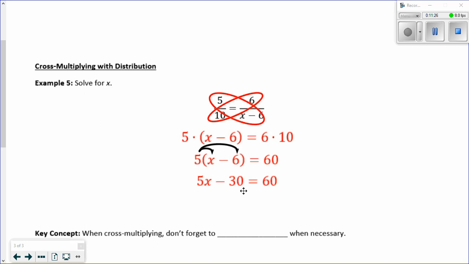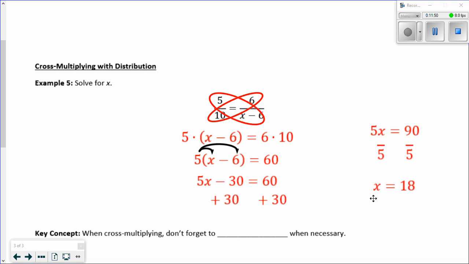Now I can use SADMAG. So first I'm going to add 30 to both sides. I get 5x equals 90. Now I'm going to go ahead and divide by 5. The 5's will cancel out on the side with the x, and then just do 90 divided by 5. I get x equals 18.